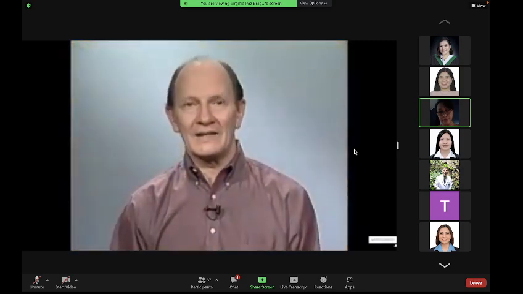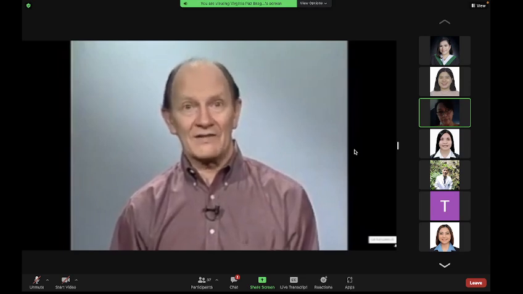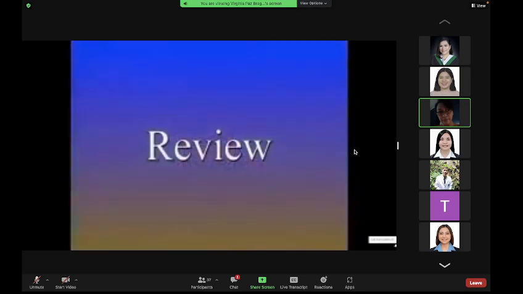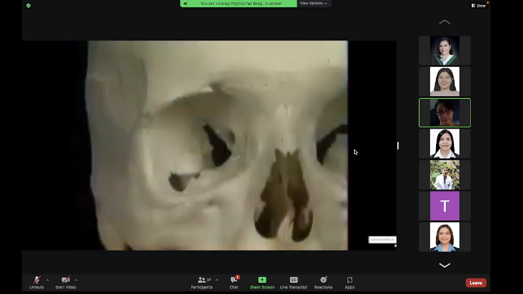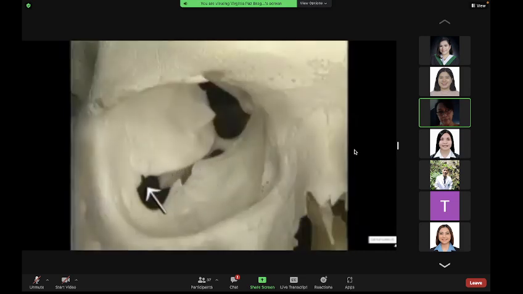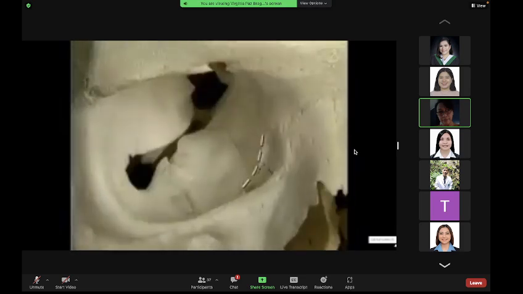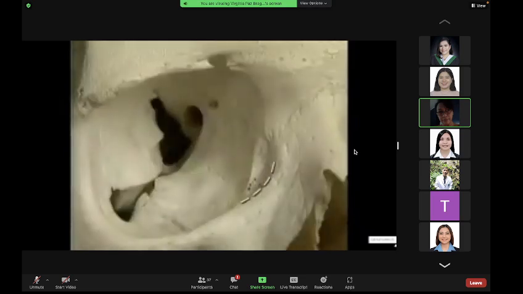Now that we've looked at the eyelids and lacrimal apparatus, let's review what we've seen of the eye and its surroundings. Here's the orbital margin, the optic canal, the superior orbital fissure, the inferior orbital fissure, the lacrimal groove, the posterior lacrimal crest, and the anterior lacrimal crest.